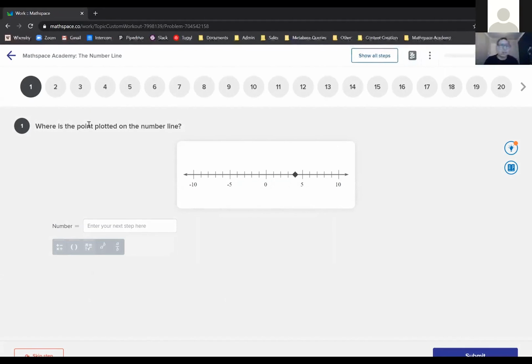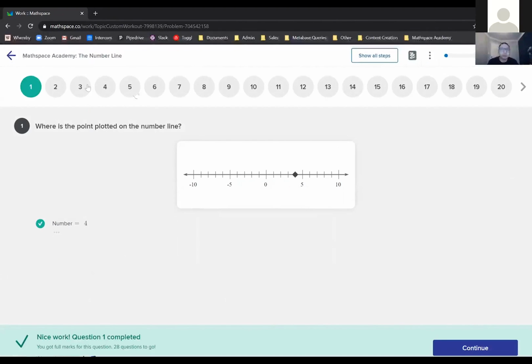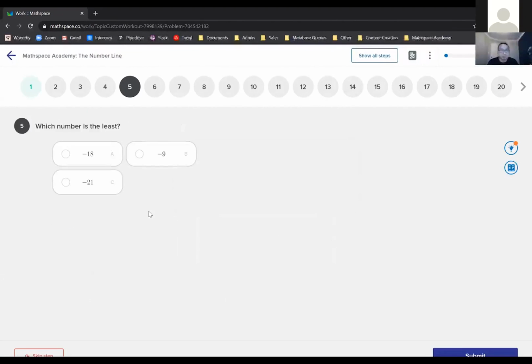All right, where is the point plotted on the number line? Oh, come on, this is too easy. Boom, 4. Right. Let me skip ahead a few. There's quite a few in here. Which number is the smallest? Someone tell me. Yeah, -21. You got it.